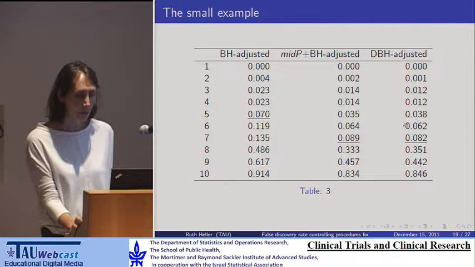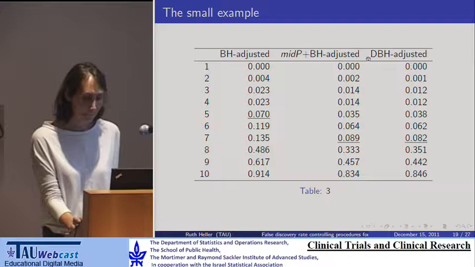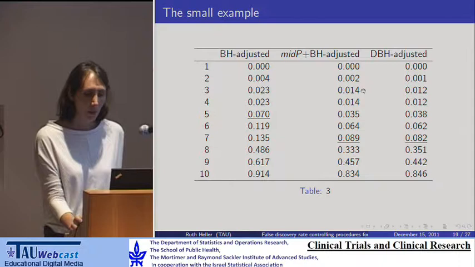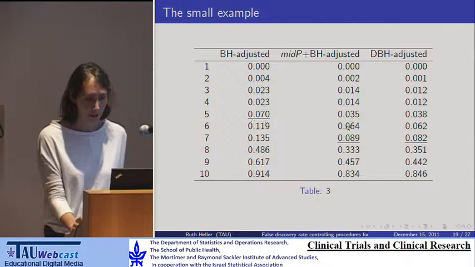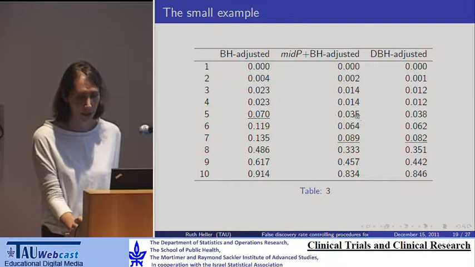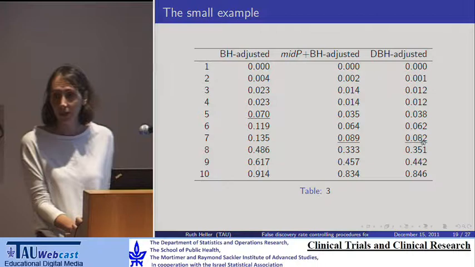So we can see that both of these two columns have smaller adjusted p-values than the first column. However, they don't dominate each other. In row 5, it's the mid p adjustment that leads to a smaller adjusted p-value, whereas in line 7, it is the DBH procedure that leads to a smaller adjusted p-value.